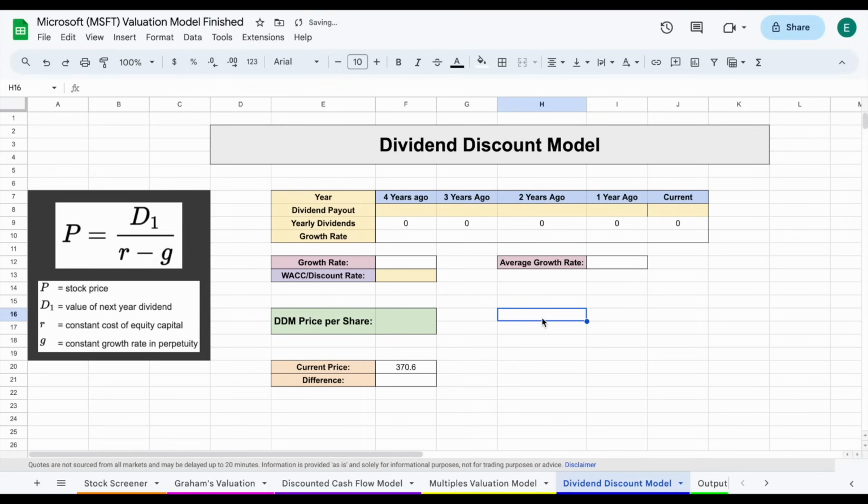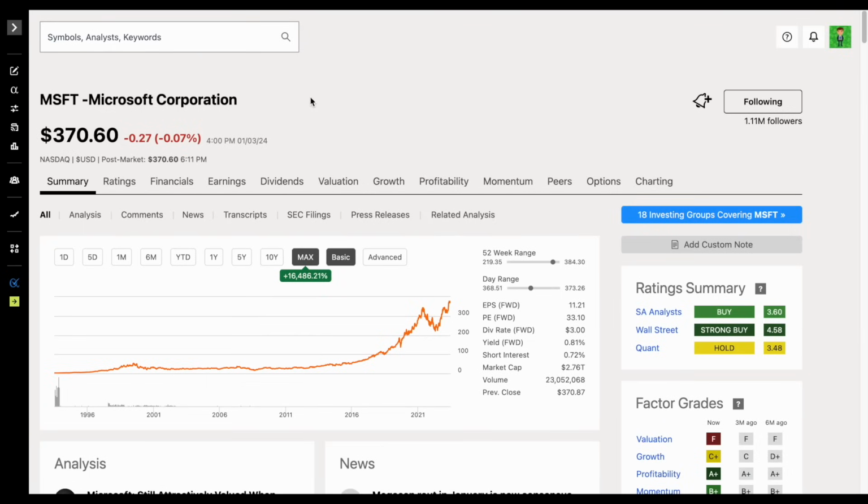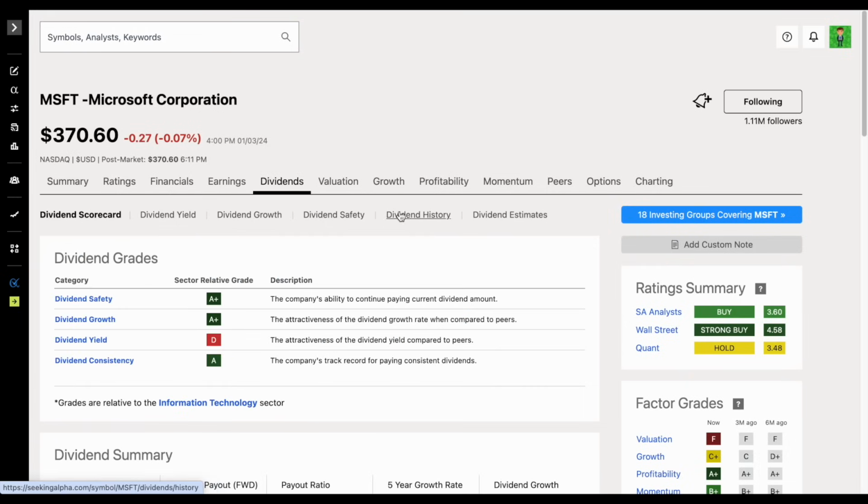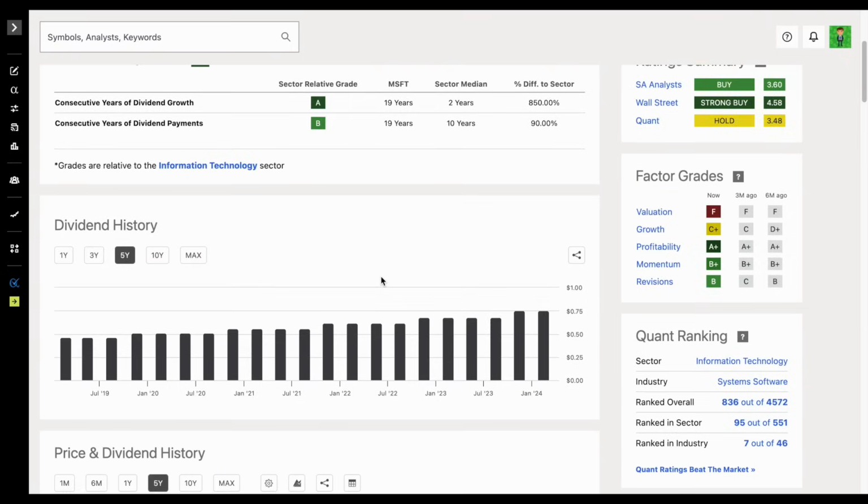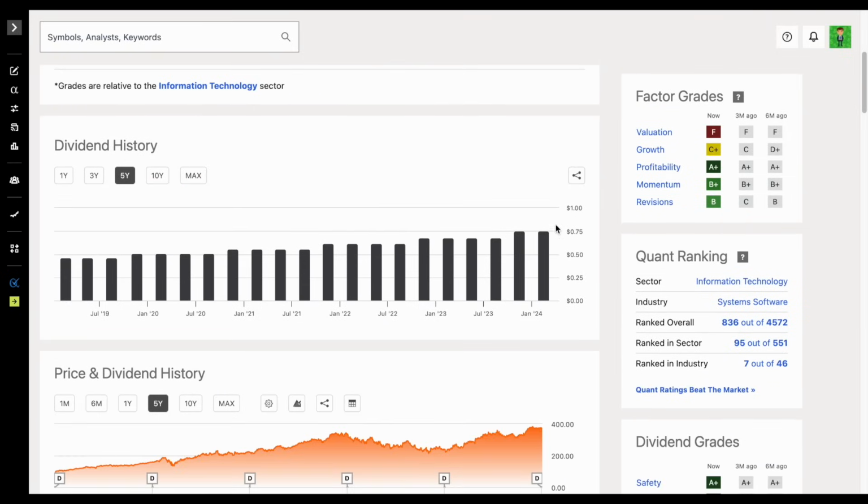The first thing we need to do again is look at some historical data for the dividends. And again, we're looking at Microsoft. So in this scenario, let's go ahead and jump back over to Seeking Alpha, one of my favorite platforms to look at dividend metrics, because if we come here and click on dividends, click on dividend history, we can quickly see how much they pay out in dividends. And it looks like their most recent quarterly dividend payout was around 75 cents per share.